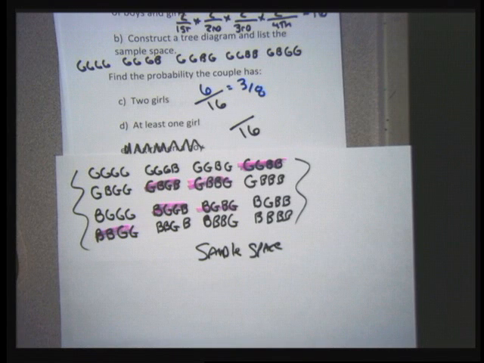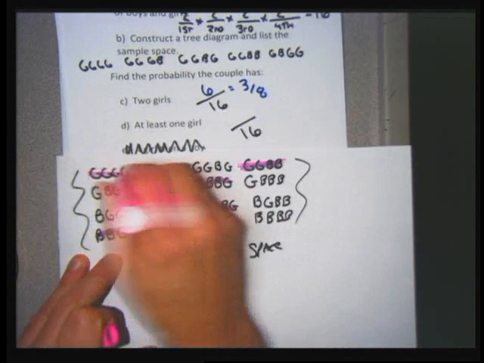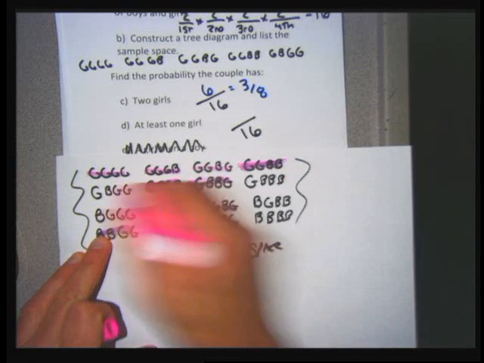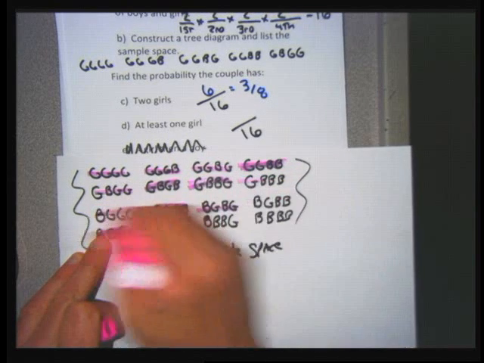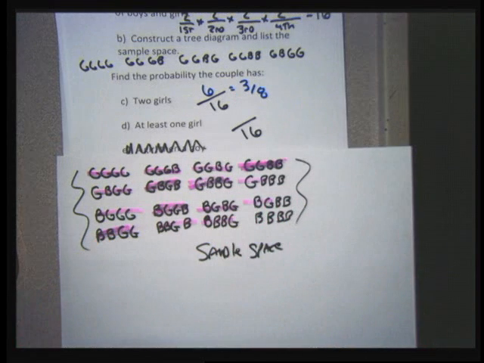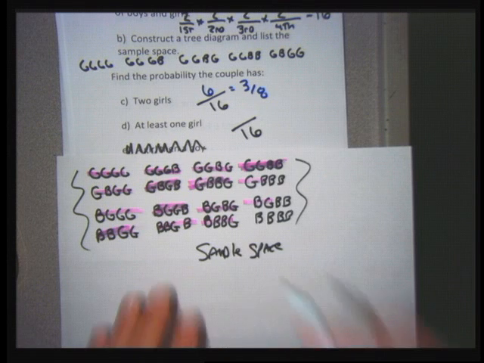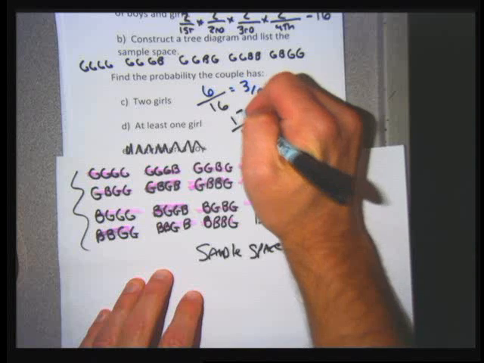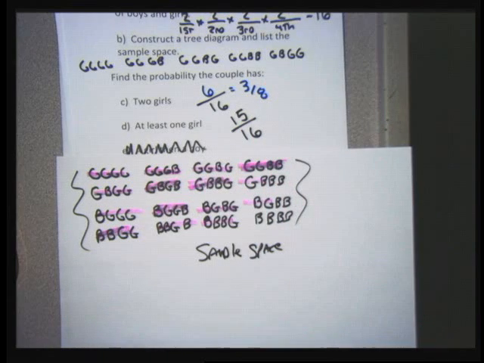For part D, it's at least 1 girl. So anything that I highlighted so far had at least 1 girl. In fact, almost everything has at least 1 girl. That would be 1, 2, 3, or 4 girls. For part D, all of those fit that they have at least 1 girl, and there's 15 of those. There's only 1 of them that doesn't have any girls. So the probability they have at least one girl is 15 in 16 if they have 4 kids. Horrible problem, but it is what it is. So hopefully we don't have to experience that again.